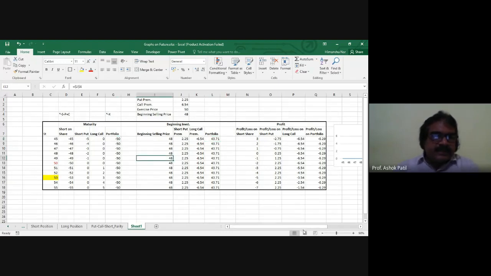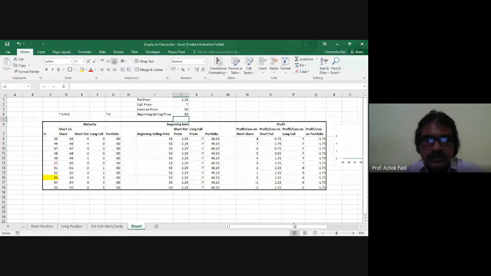Change the call premium to 7 rupees. Now everything else changes, but your output is remaining 50. Make the beginning price 53 once again. I can see that my portfolio value at maturity is the same, minus 50. My investment is changing, my profit is changing. Are you getting this point?